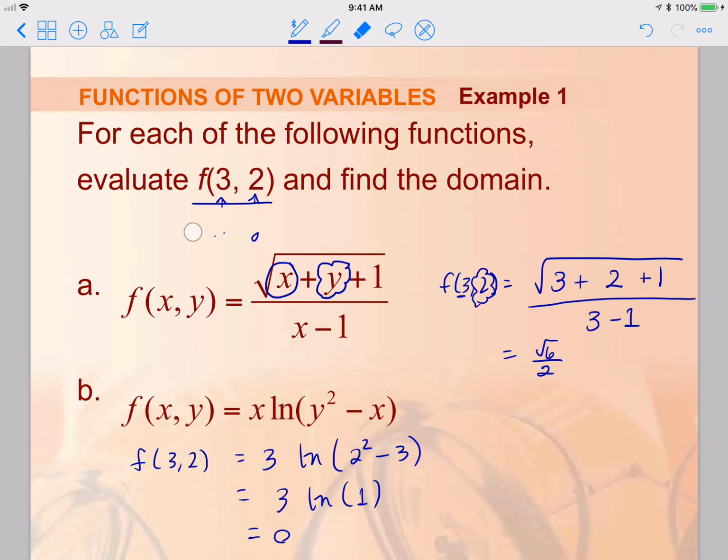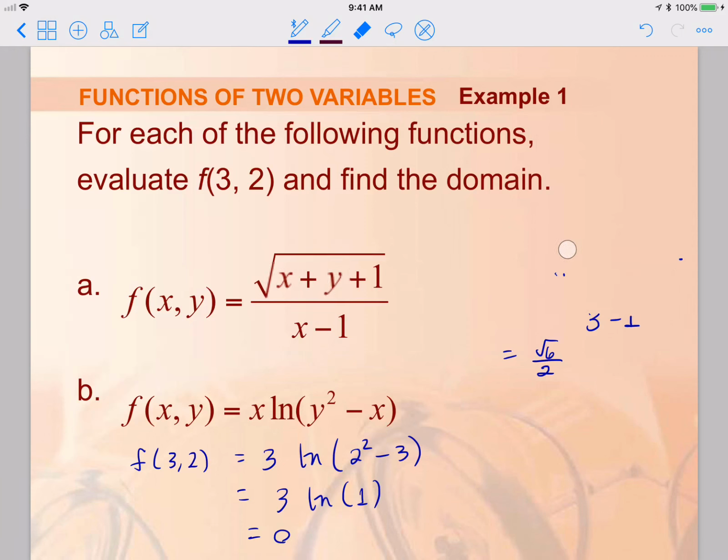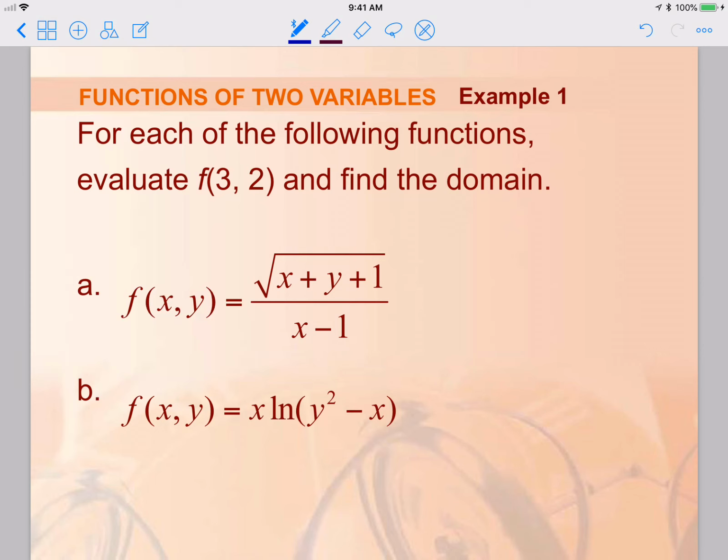Now let's look at finding the domain of the functions. Okay. So to find the domain, you can look at the first one here. Remember, the domain is all possible inputs. So look, we can't divide by 0, so we know that x better not be equal to 1. Okay? And then also we know that you can't take the square root of a negative number, so x plus y plus 1 better be bigger than or equal to 0.